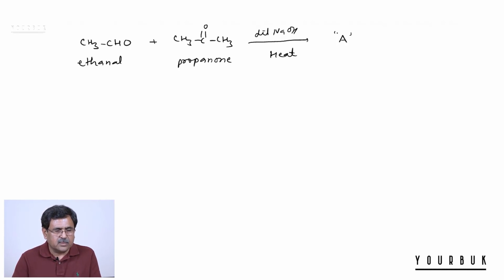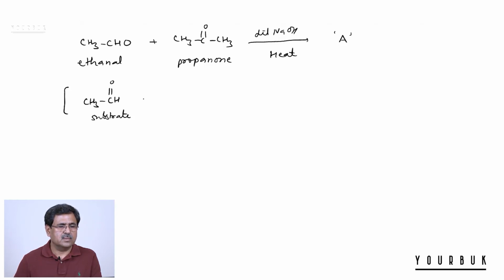So how do you decide which one we should take as a substrate and which one we should take as an enolate? Now if you look at the mechanism, this reaction is an example of a nucleophilic addition, and for nucleophilic addition to take place, your parent carbonyl compound should be less crowded. Now since ethanal is a less crowded aldehyde, you take ethanal as a substrate. So this is ethanal acting as a substrate, and propanone acts as an enolate.